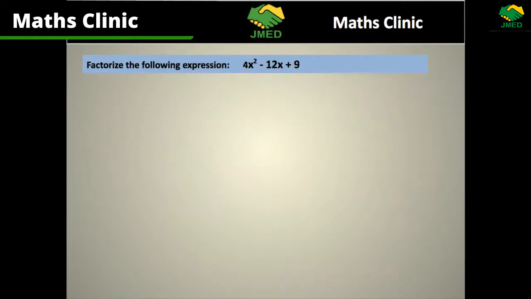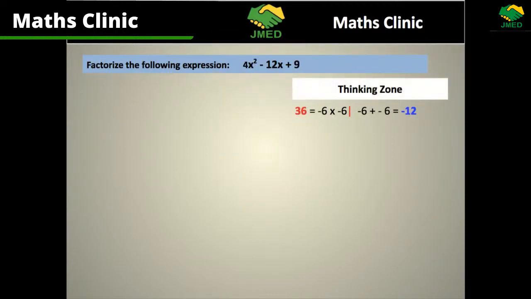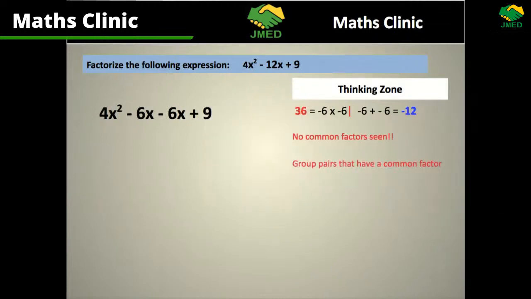and we just combine to get our final answer. Another example, we do 4 times 9 to get 36. And we know that the numbers that we're using in this case must add up to minus 12, but also multiply to give us positive 36. In this case, it's negative 6 and negative 6. We split, we organize, we start to factorize.